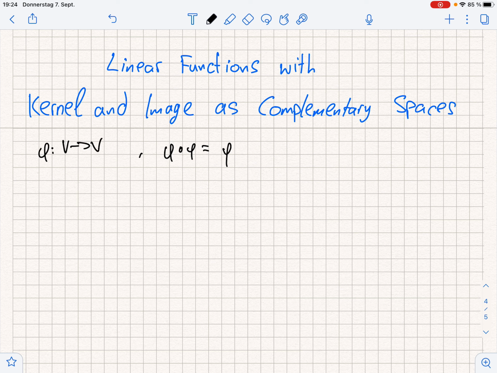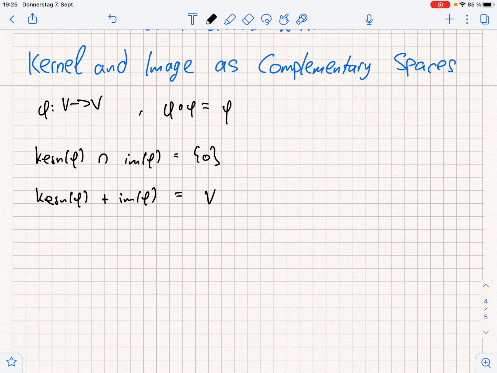Okay, what do we mean by kernel and image being complementary spaces? We say that the kernel of phi intersected with the image of phi is equal to the null space, and furthermore we say that the sum of the kernel and image span the entire vector space V. So in order to prove that kernel and image are complementary spaces, we need to prove these two properties. Okay, so I'll begin with the first one.